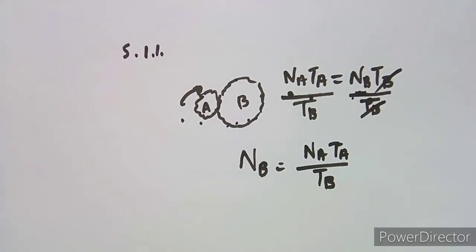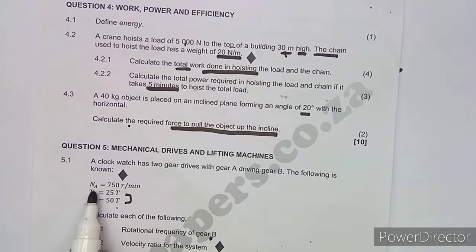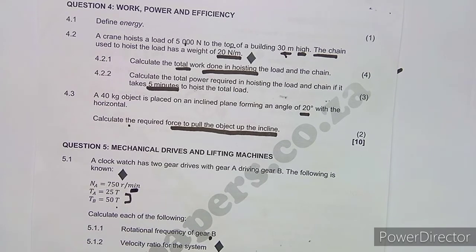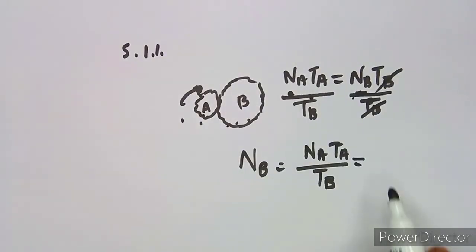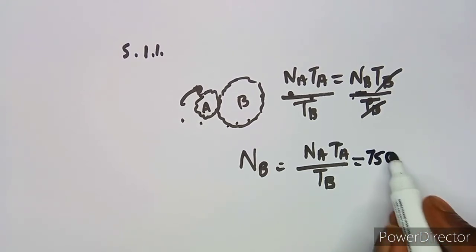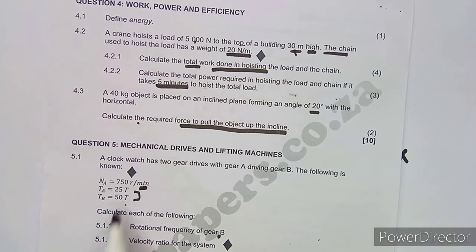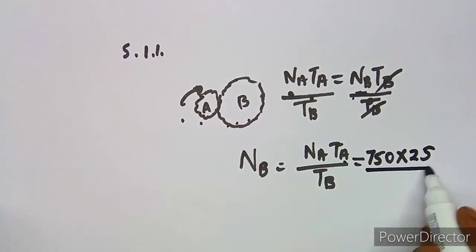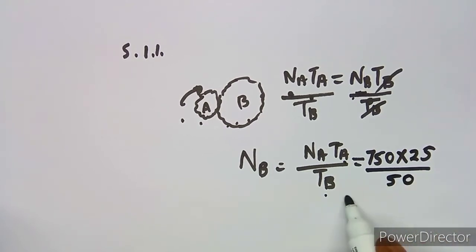So you can now substitute the values of NA, which are the ones that we are given here. In A, that's 750. If you take note, these are in revs per minute, so your answer is also going to be in revs per minute. So we have 750 multiplied by TA, which is 25, over TB, which is 50, like this.